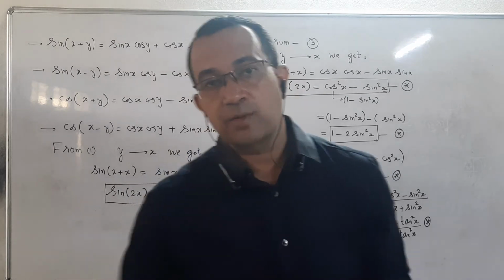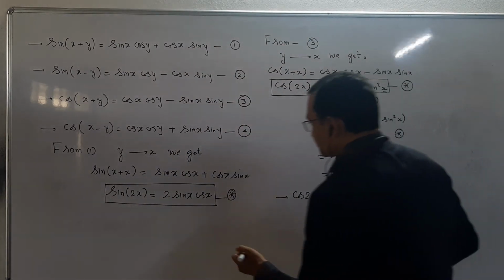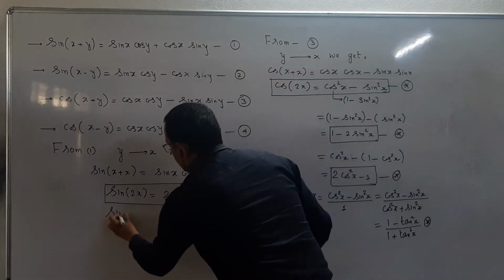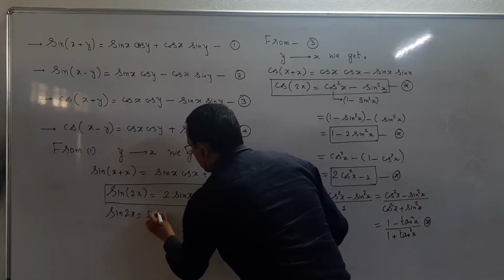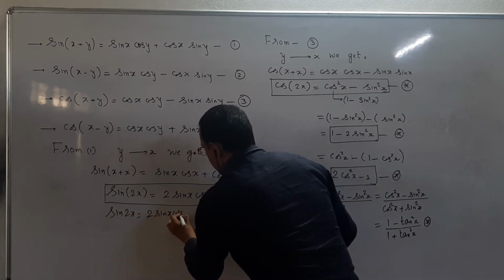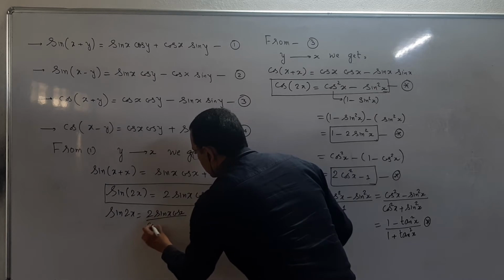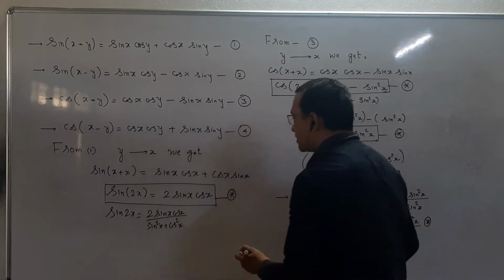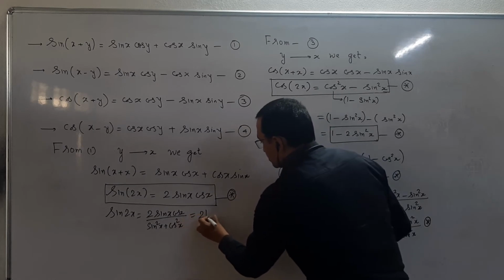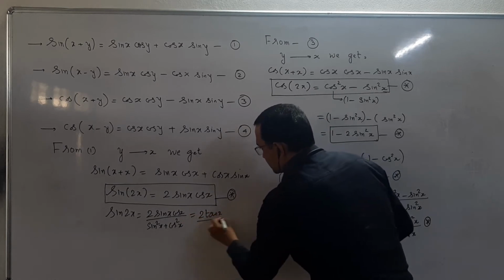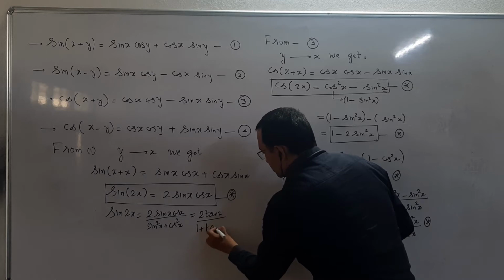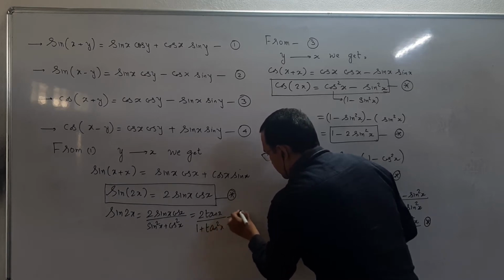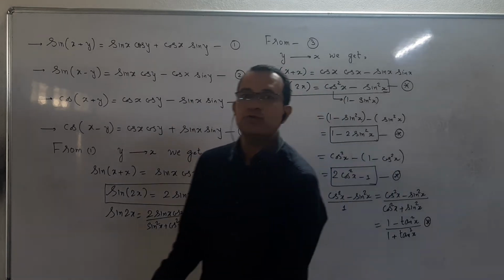A similar formula we can derive here also. Sin 2x is 2 sin x cos x upon 1. Instead of 1 we can write sin square x plus cos square x, and divide by cos square x. So this changes to 2 tan x upon 1 plus tan square x. This is again a new formula for sin 2x.